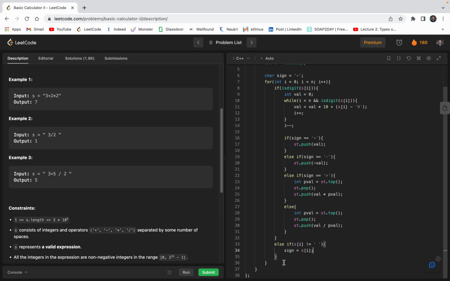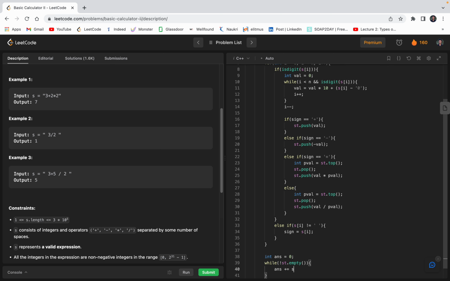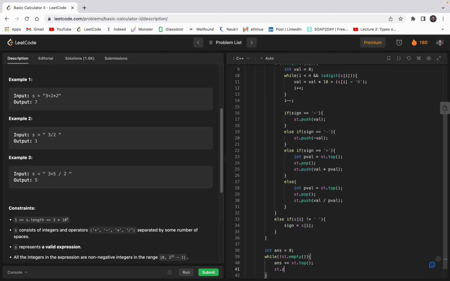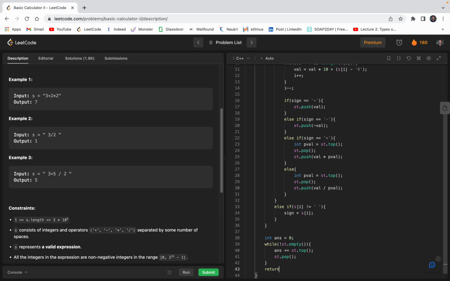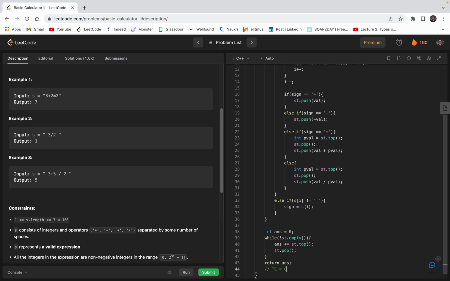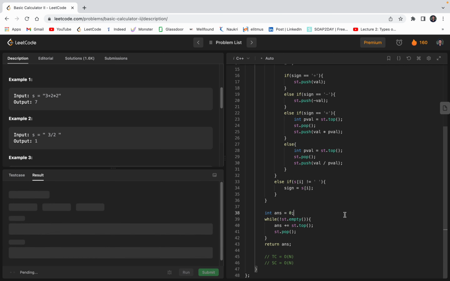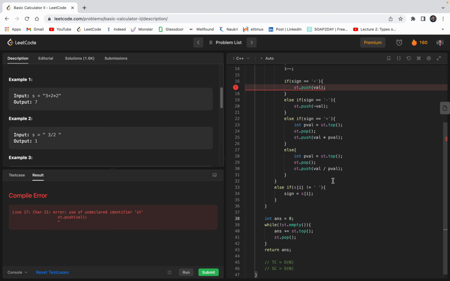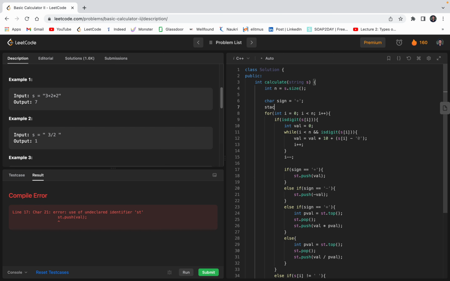Now what I have to do is very simple. I will say answer is equal to 0. I will pop out each and every element from the stack and add it. Answer plus equals stack dot top, then stack dot pop. I am going to return answer. Time complexity is just O of n because I am just traversing this string, and space complexity is O of n because I am using a stack, and it might happen that I am using all of the characters inside it. Okay, sorry, I haven't declared the stack. Sorry guys.